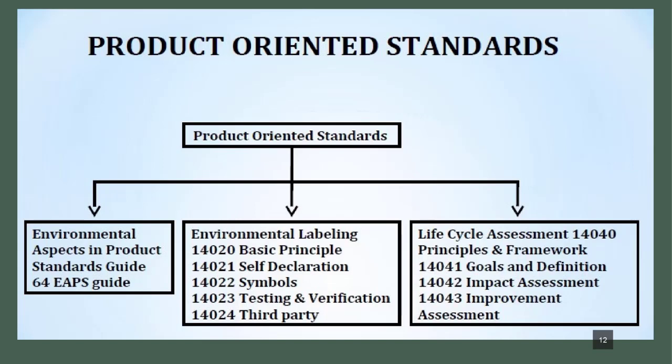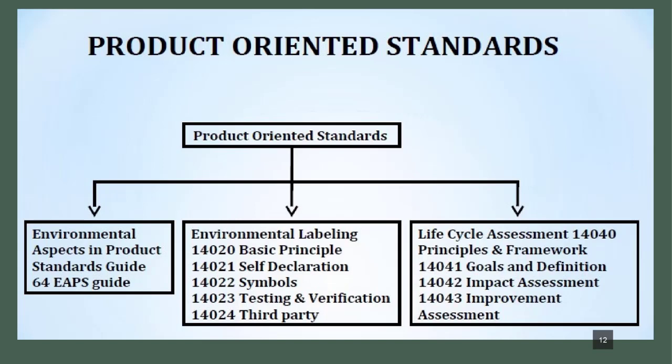Next, environmental labeling 14020 generally deals with basic principles, 021 self declaration, 022 symbols, 023 testing and verification, 024 third party. Next we come to life cycle assessment, that is 14040 principle and framework, 14041 generic goals and definition, 042 impact assessment, 043 improvement assessment.